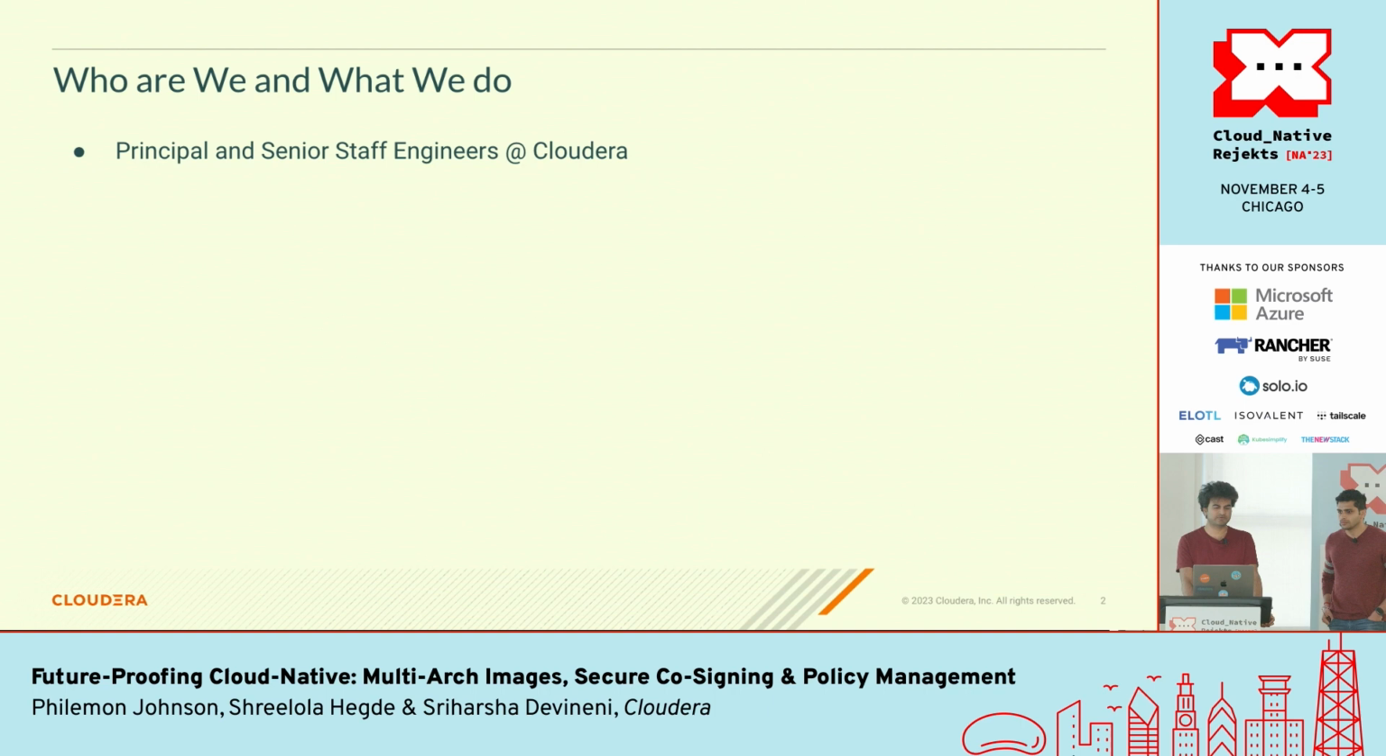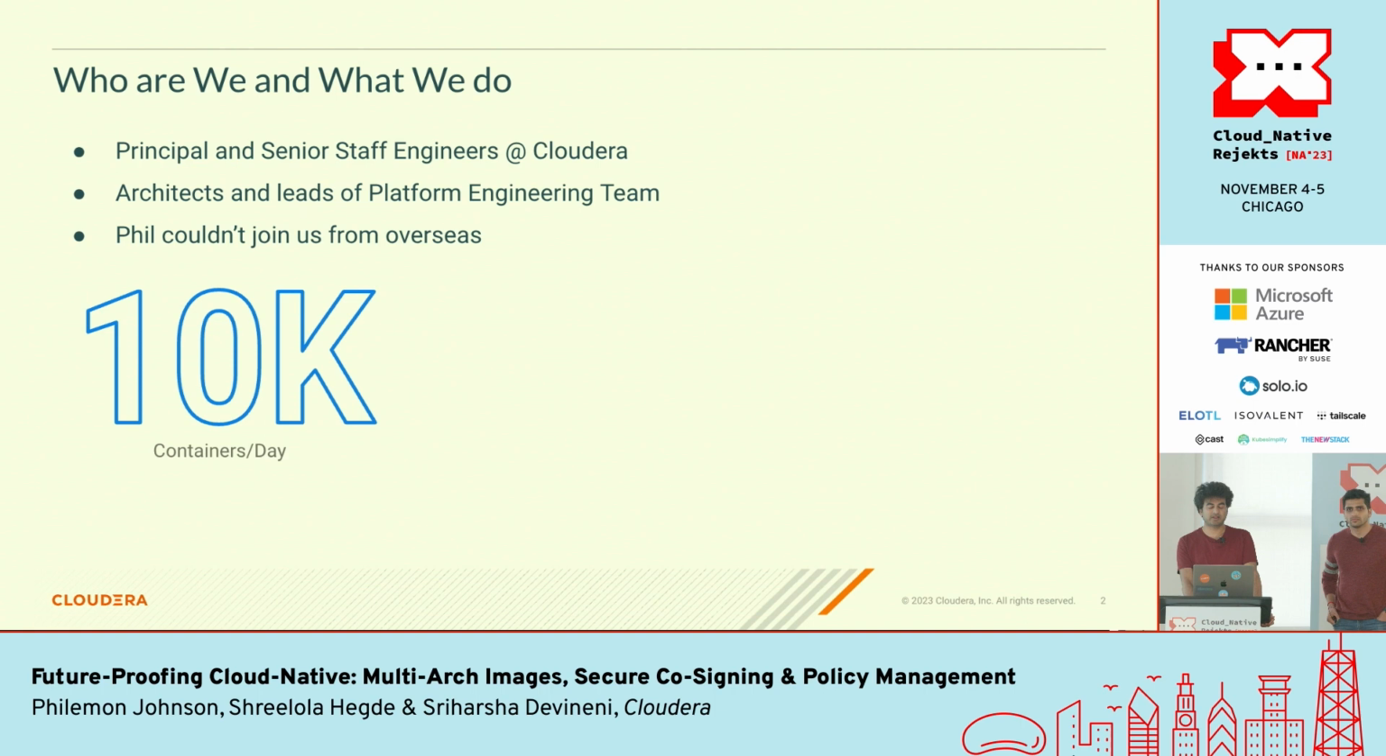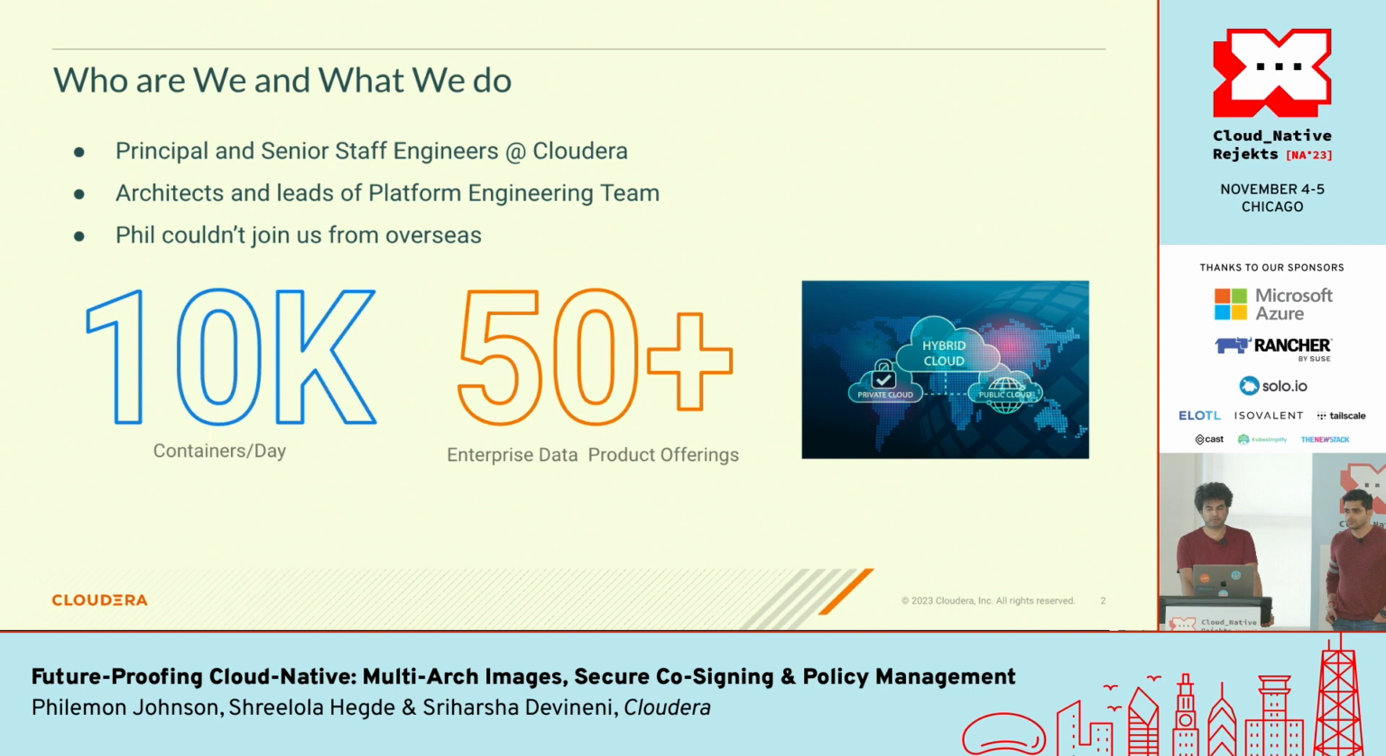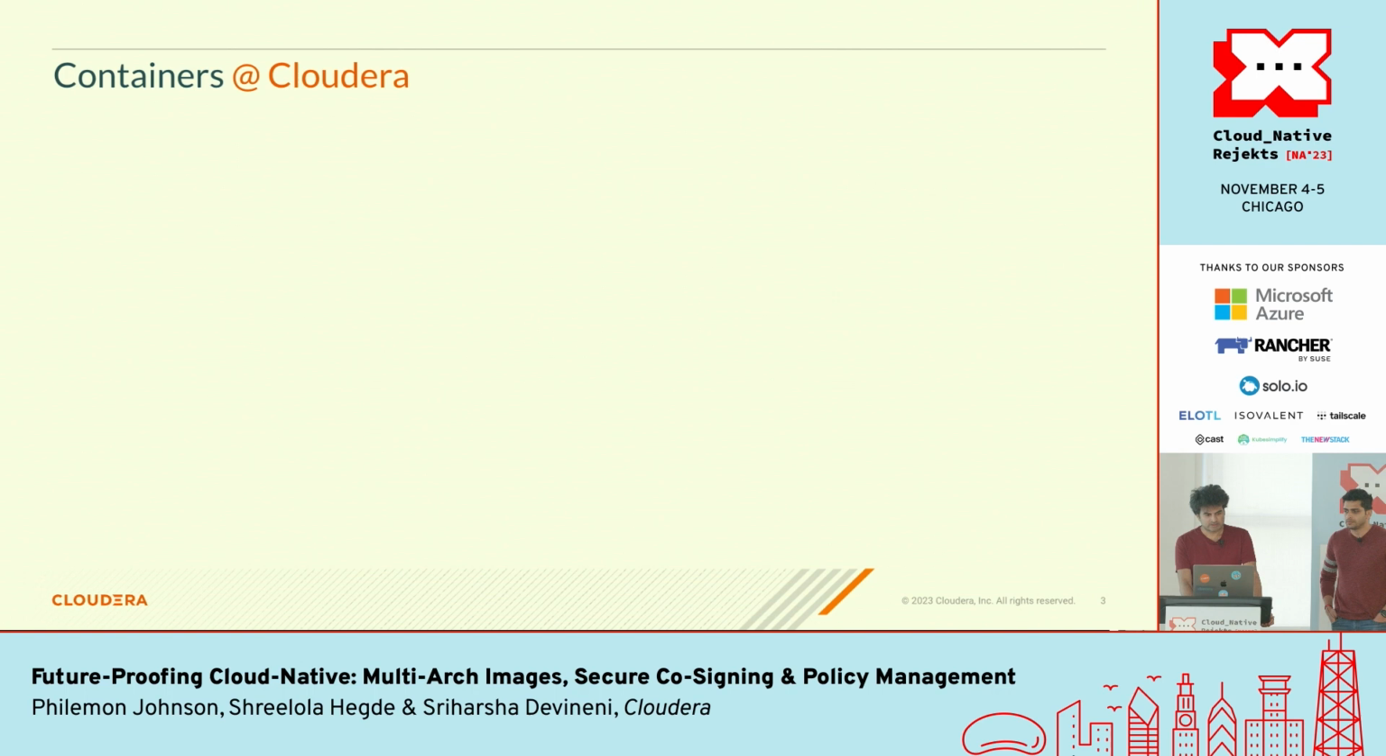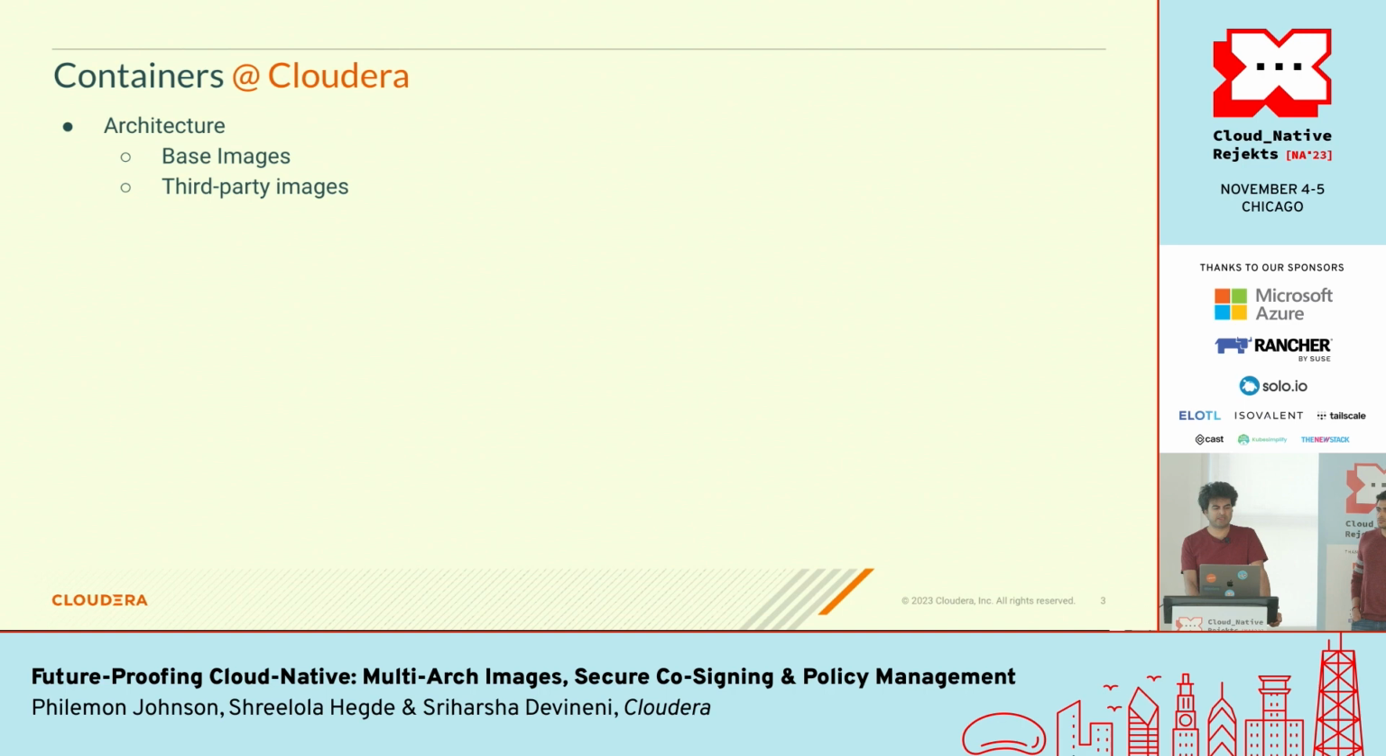So we build around 10,000 containers a day, and we have around 50 plus products that we offer. And it's a very vast and huge scale that we operate at Cloudera. So for us, we have multiple products and pretty much everything is in container mode at this point. So we basically deal with everything in containers every day.